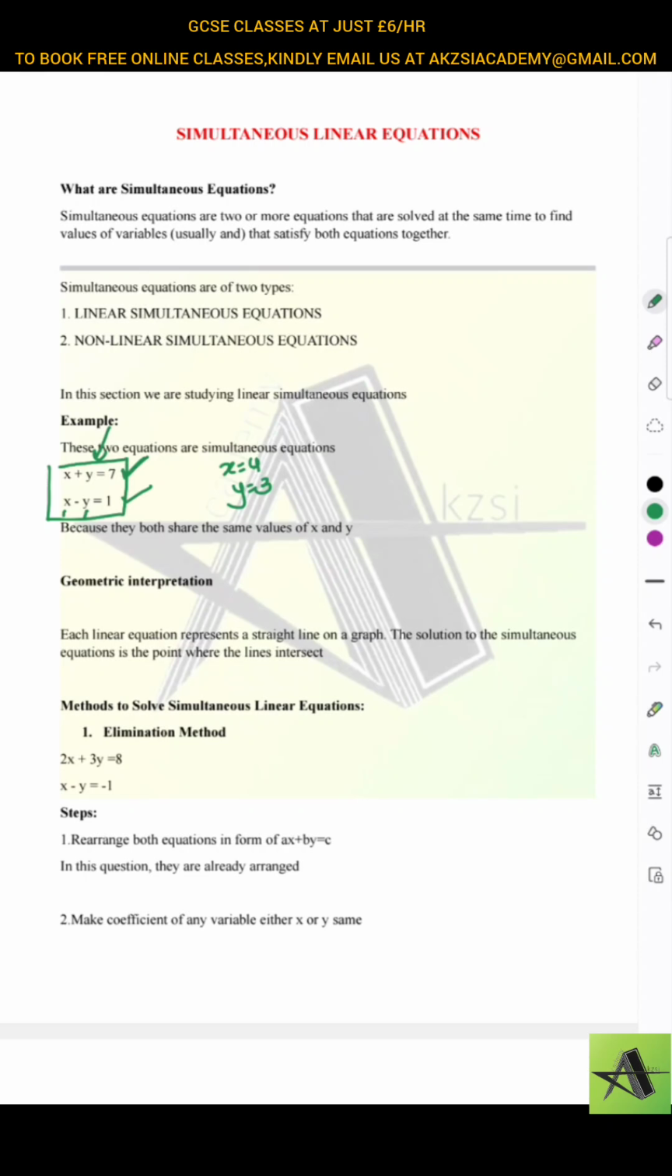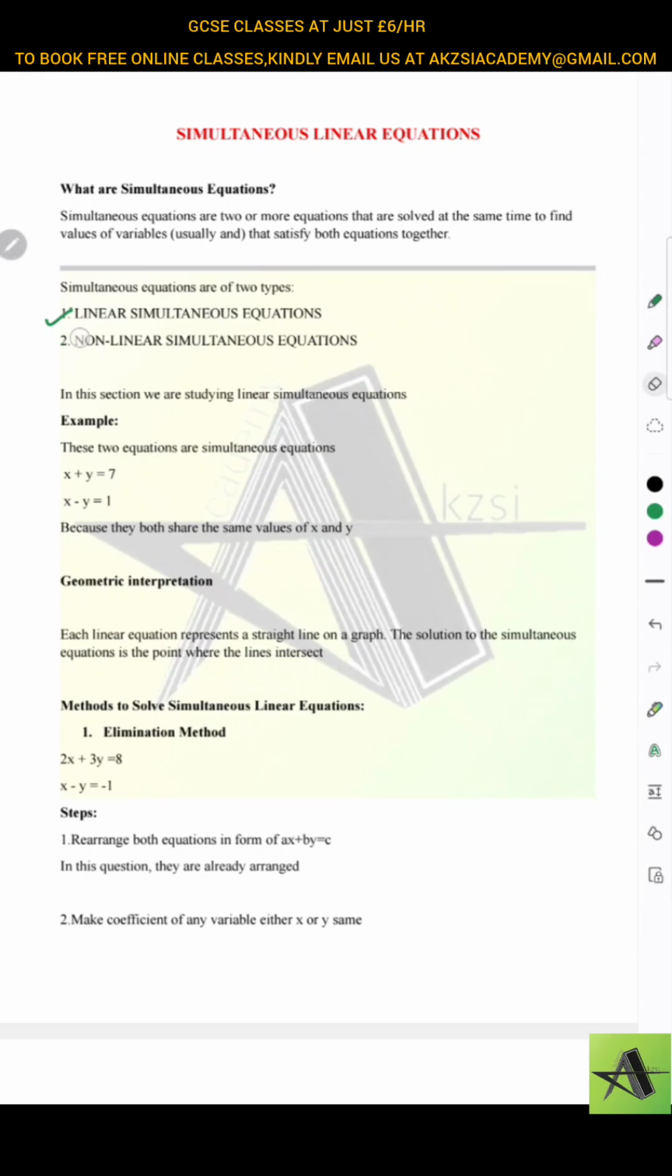That's called simultaneous equations. Simultaneous equations are of two types: linear simultaneous equations and non-linear simultaneous equations. Linear and non-linear both are part of higher tier, whereas linear simultaneous equations are part of foundation only. Those who are doing foundation need not worry about non-linear simultaneous equations.